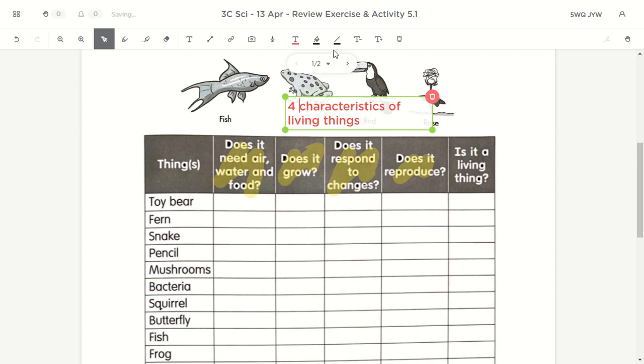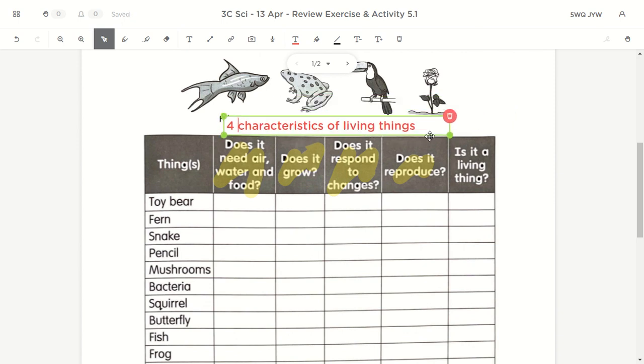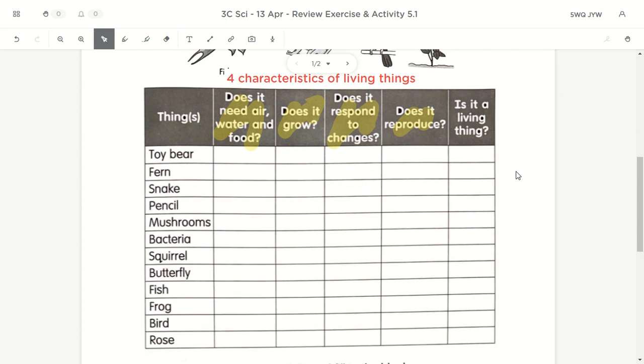I'm just going to put it over here so you can see. These are the four characteristics of living things. They need air, food, and water to survive, grow, reproduce, and respond to change. These are the four characteristics of living things that we have learned in term 1. As long as they have all these four, it is a living thing. If it doesn't have one of them, it is not a living thing. All living things must have all these four characteristics. That's why we call them living things. It's not whether they can move, or eat, or breathe, but just these four characteristics. So with that, we will look at all the 12.